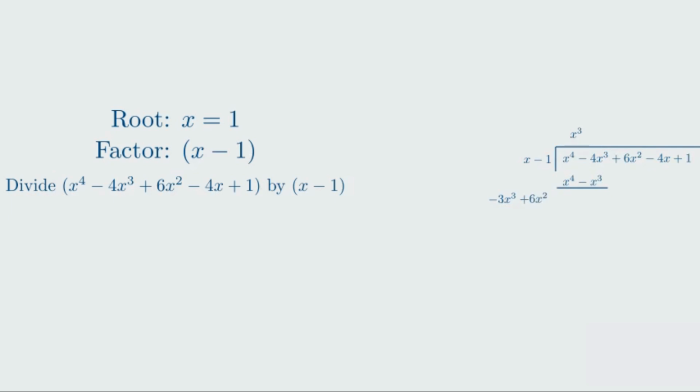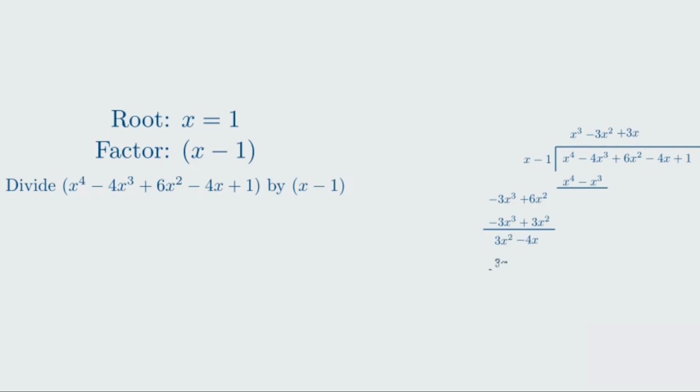We continue this process, we bring down the 6x squared. To get negative 3x cubed, we need to multiply by negative 3x squared. Negative 3x squared times x is negative 3x cubed. And negative 3x squared times negative 1 is positive 3x squared. Subtracting gives us 3x squared. We bring down the negative 4x.